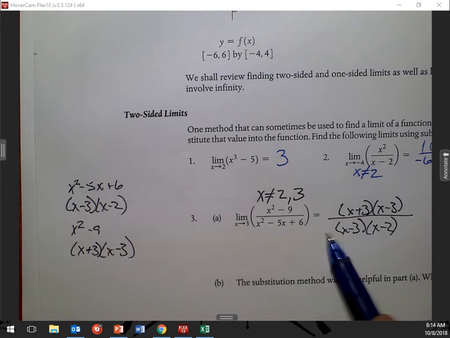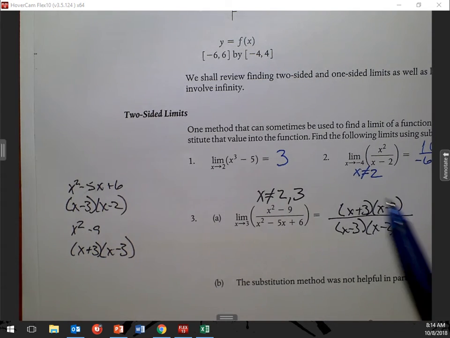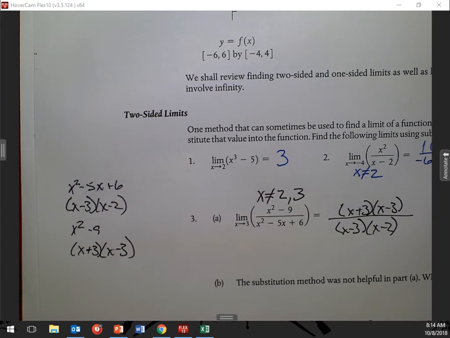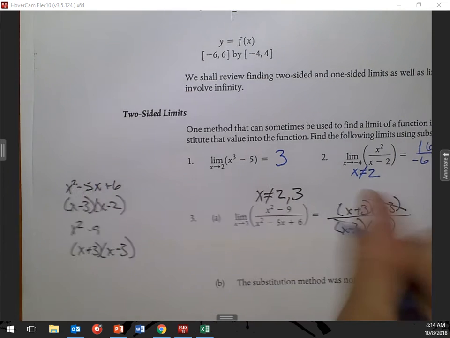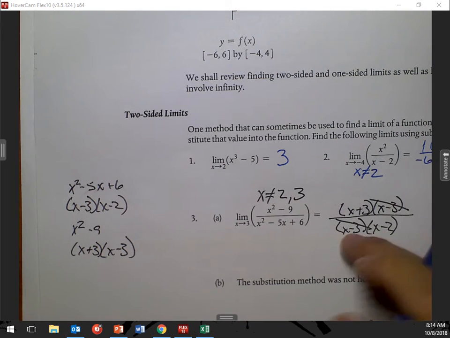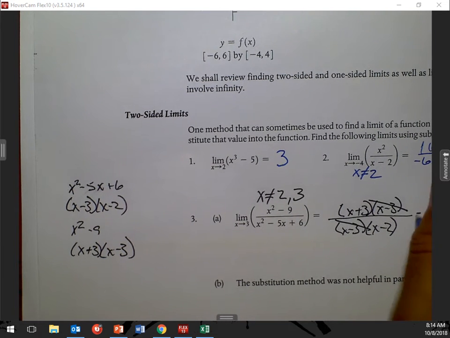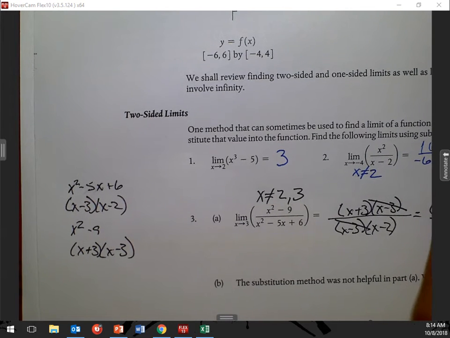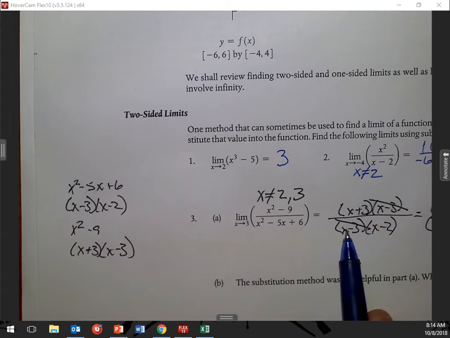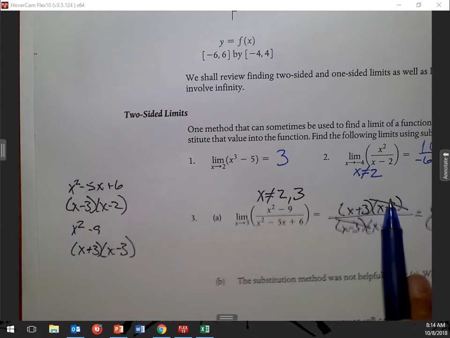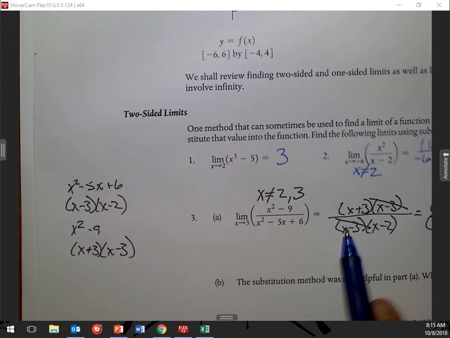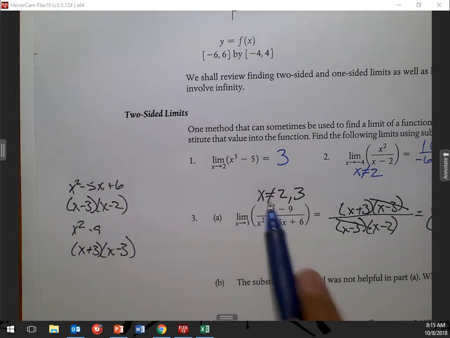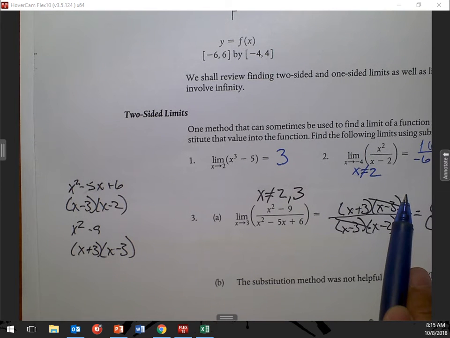So now, let's take a look at my factors over here. I have an x minus 3 and an x minus 3 right here, right? Because of that, I could actually cancel those values. If I have the same at top and bottom, I can cancel it out. So now I'm going to be looking at the function of x plus 3 over x minus 2. I was able to remove the discontinuity. It is a removable discontinuity because it makes it discontinuous, and I was able to remove it from my function.